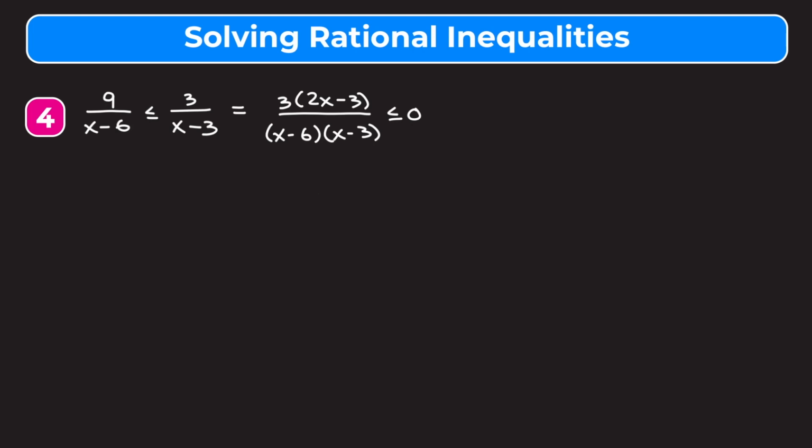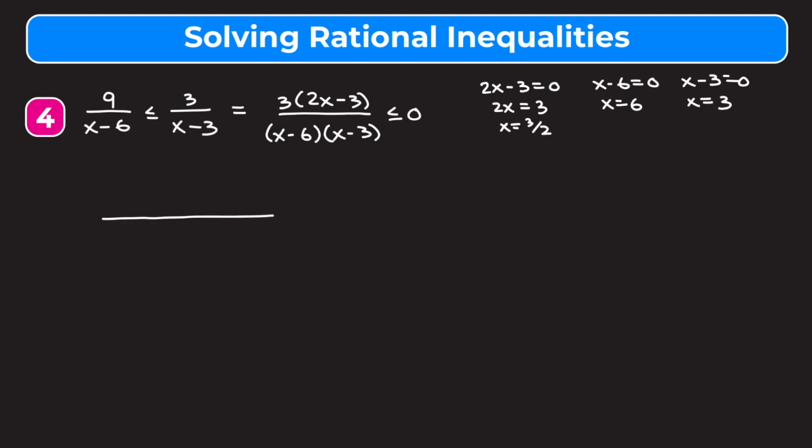So I'm going to set each factor that has an x equal to 0. So for the numerator, we have 2x minus 3 equals 0. We can solve this by first adding 3 to both sides, to get 2x equals 3. Divide both sides by 2 to get x equals 3 halves. And for the denominator, we're going to set x minus 6 equal to 0 and x minus 3 equal to 0. We can add 6 to both sides to get x equals 6. And for our other equation, add 3 to both sides to get x equals 3.